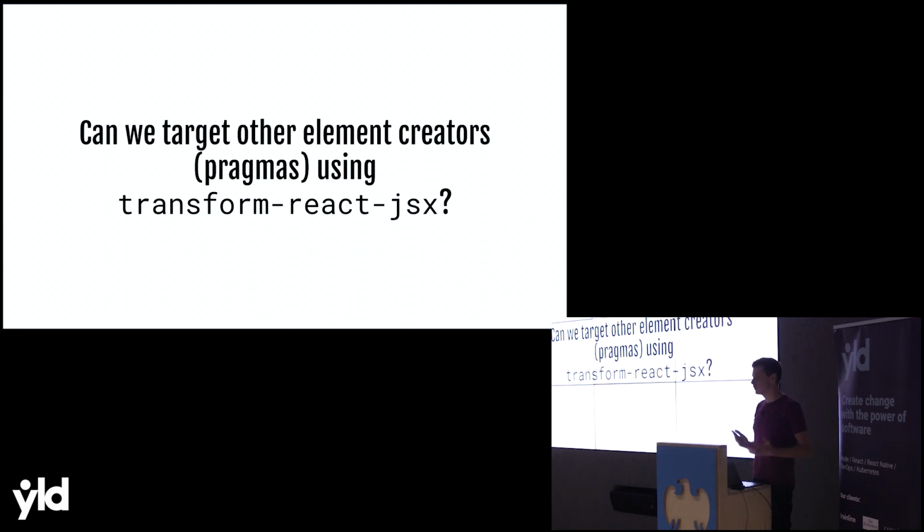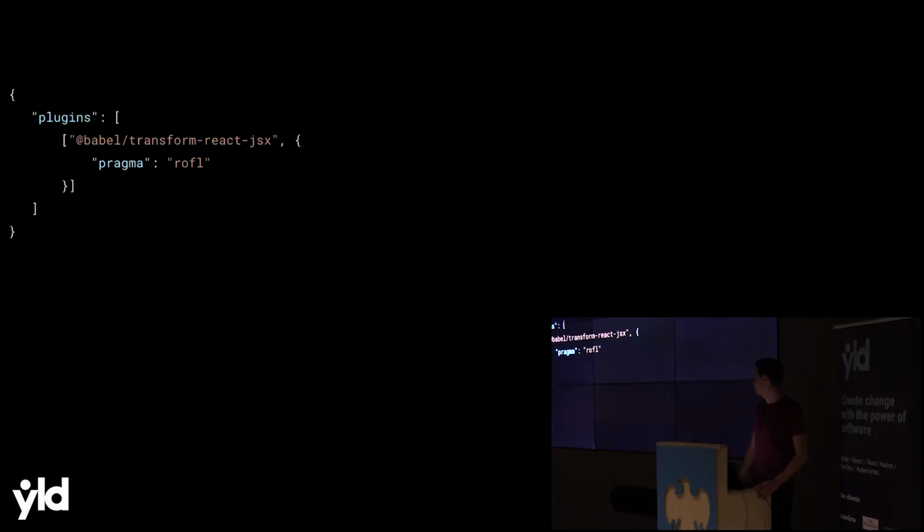But can we target other element creators, also known as Pragmas, using Transform React JSX? Well, yes, we can. So Transform React JSX takes some options, and one of these options is Pragma, and this defaults to React.CreateElement. If we're using another JSX compatible framework, or rather a framework that conforms to the same signature of React.CreateElement, we can substitute whatever value we want.